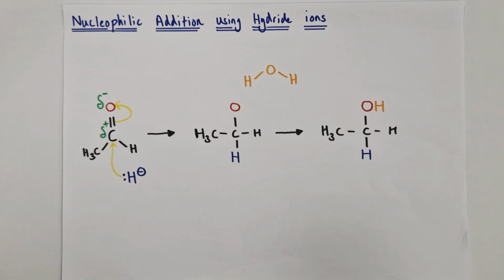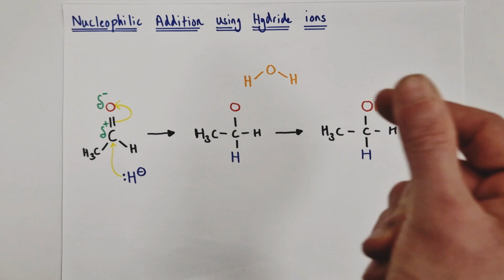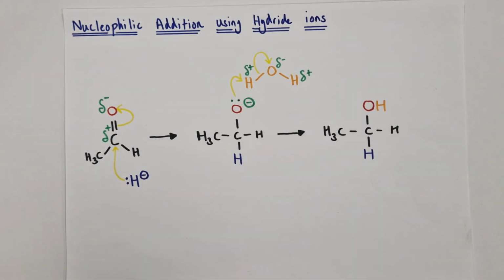We're now going to look at the next step and see what happens between that negatively charged oxygen and an approaching water molecule, and that would look like this. So what we can see here is the negatively charged oxygen is donating its pair of electrons to the delta positively charged hydrogen on this polar water molecule.